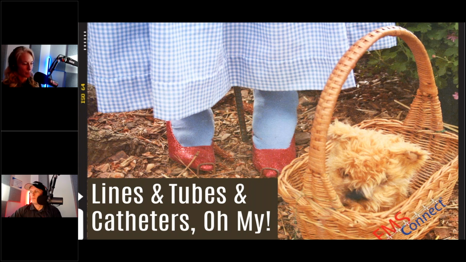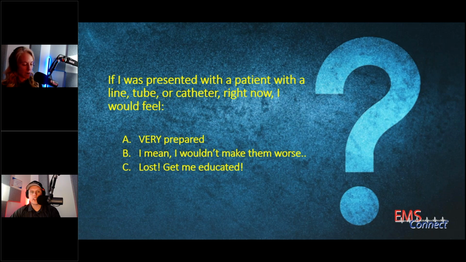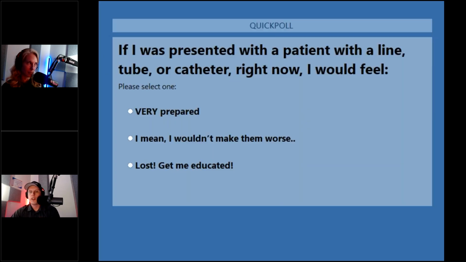Perfect. We're going to start this one off with a general poll question: if you were presented with a patient with a line, tube, or catheter right now on an ambulance call or fire call, how prepared would you feel? Just your general knowledge of where you currently sit when it comes to understanding lines, tubes, and drains. Personally, depending on what it was, I like number two or B, where I couldn't make them worse for sure, but we'll see where everyone sits. And Sheri is going to get us plenty of experience as we go through this.